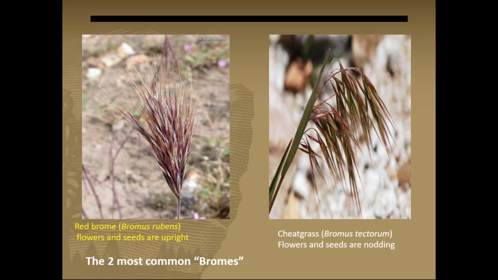On the left, we have red brome, and its flowers and seeds are upright. The other common one that we have is cheatgrass, and its flowers and seeds are nodding. So that's how you distinguish the two of them. Red brome is upright, cheatgrass is nodding.